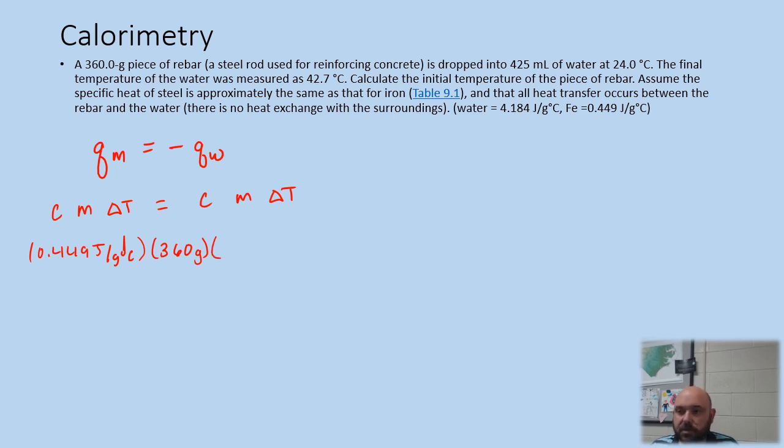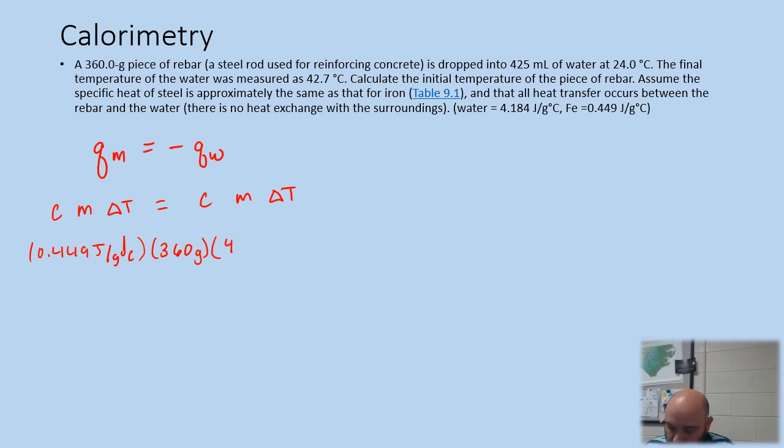The change in temperature of the metal, we'll figure out. We want to know what temperature the metal started at. That's what we're being asked here. So we don't know the final or the initial temperature of the metal, but we do know the final. Calorimetry assumes that everything comes to equilibrium. So if the final temperature of the water is 42.7 degrees, the final temperature of the metal is 42.7 degrees.